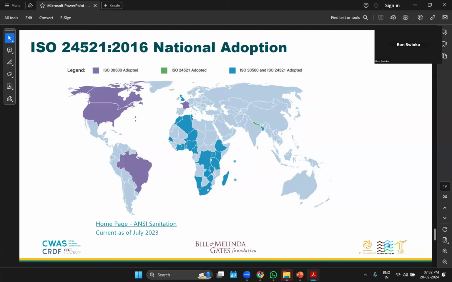This is simply a schematic diagram or presentation of the adoption of both the ISO 30500 and ISO 24521 standards. You can see that most of the dual adoption has occurred in Africa, with ISO 24521, as previously noted, also present in Nepal. Updates for these approvals are available on the ANSI sanitation website. That's the American National Standards Institute. Next slide, please.